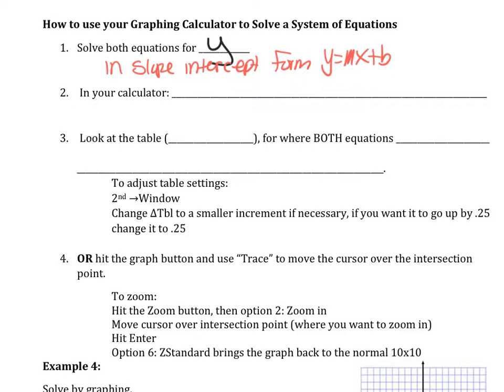So in your calculator, you're going to hit the y equals button, which is this button on the top left here, right underneath the window. Some of yours I know get worn off, so this is y equals right here. So hit y equals, and then you see a list come up that has y1, y2, y3, y4. You're going to type your first equation into y1, second equation into y2.